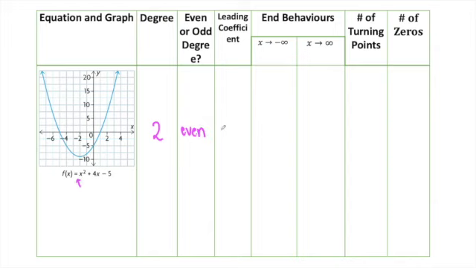So looking at your graph of your end behaviors, as x approaches negative infinity, y is approaching positive infinity, okay? And as x is approaching positive infinity, y is approaching positive infinity as well. You don't have to always put that positive, it's up to you. Okay, number of turning points is 1.